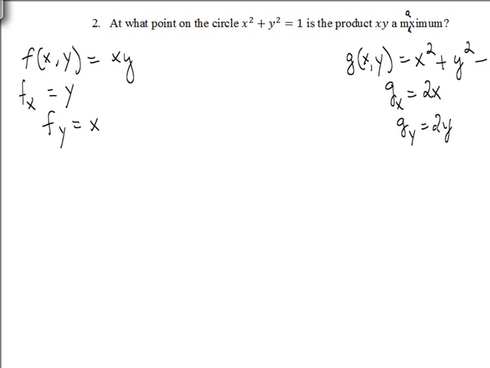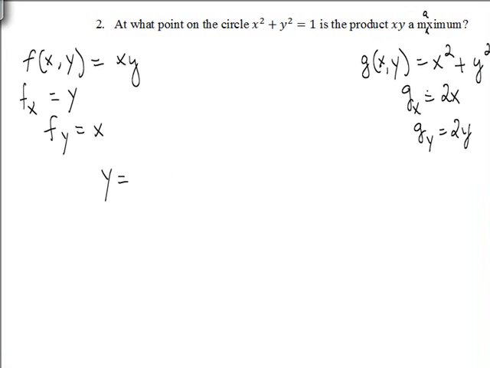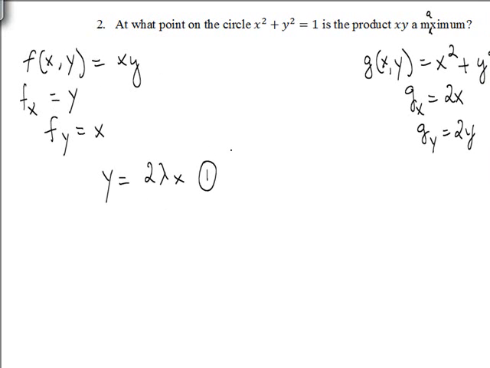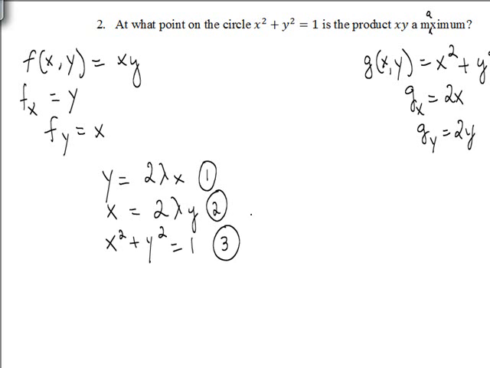Let's write out our 3 equations. So the first two, you need to bring in the lambda. So the first one, y equals 2 lambda x. So we connect the fx with the gx. There's nothing we can do with this, call this 1. Cannot be simplified. Next one, connect the fy's with the gy's. X equals 2 lambda y. Call this 2. And your last is always your constraint. X squared plus y squared equals 1. Call this 3.